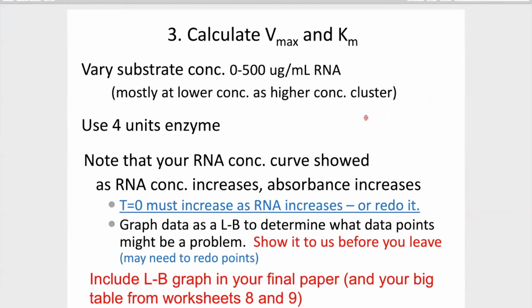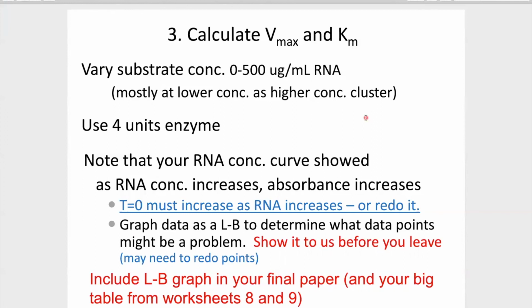In a lab, is what you would do, right? You would sit down, and you'd use a spec or some instrument to measure a change in some observable signal in your reaction, right? So we vary the substrate concentration. We start always with none as a control, and then work our way through varying concentrations, in this case, 0 to 500 micrograms per mil of RNA. Right? And you're going to use 4 units of enzyme, right?